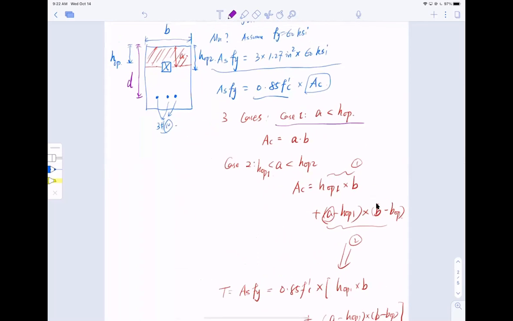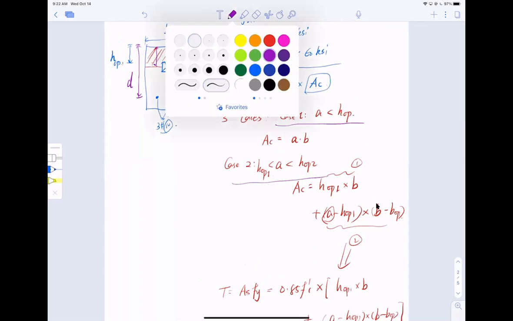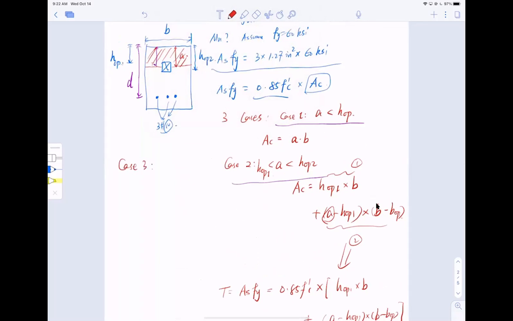What are the 3 cases? Case 1, a is smaller than hf, it's smaller right here. Case 2, in between, so half covering the whole. Case 3 is somewhere here, full coverage. Now we have discussed before how we're going to solve this. Before, we used the whole area and subtracted, like we did in the previous lecture. If you forgot, you can go back and take a look at it. That's how we did case 3.